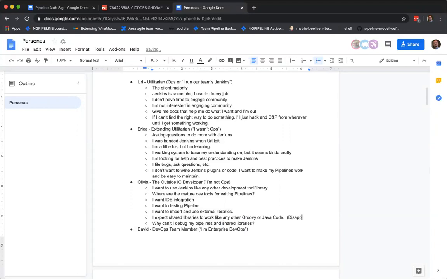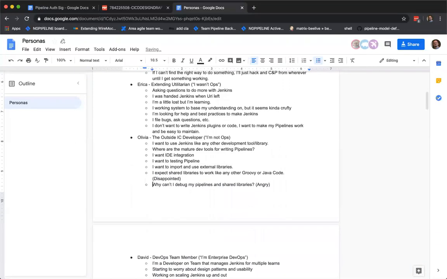Yeah, in some sense it would be nice if we could improve shared libraries to be more like real Groovy, but I just think that ultimately that's never going to happen. We end up with the problem that the code runs on master. Maybe we could change the architecture so it doesn't, but then you delete a lot of the capabilities that people wanted shared libraries for, if you can't interact with Jenkins directly because it's not on the master anymore.